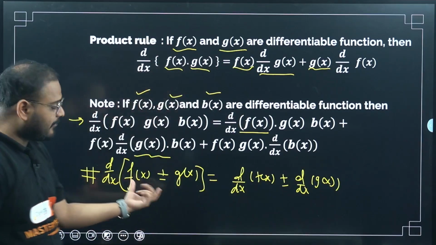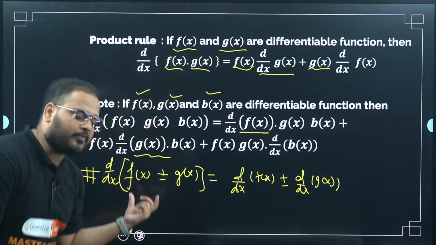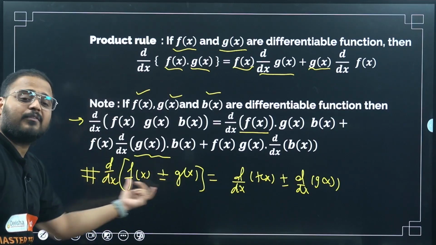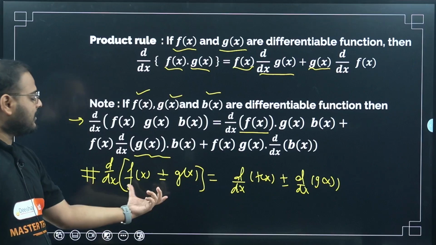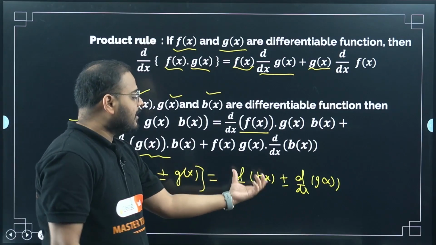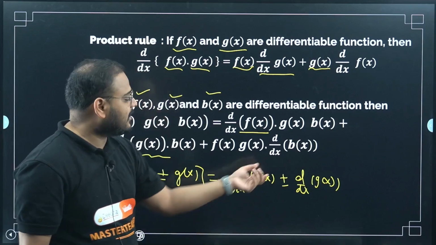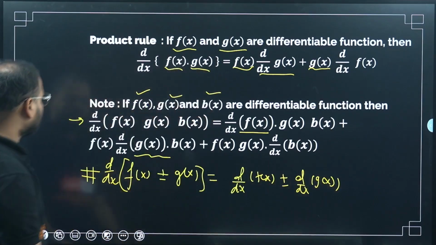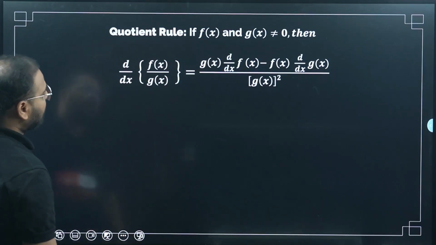Basically, if I have the sum or difference of two different functions, both should be differentiable, and we are asked to find the derivative of that operation, that application of the two functions, then we can simply write the derivative of the first function and then add or subtract the derivative of the second function. This was what was missing over here, and I wanted to add it.